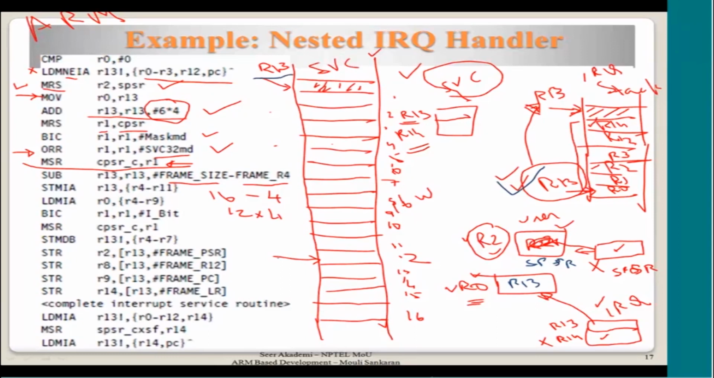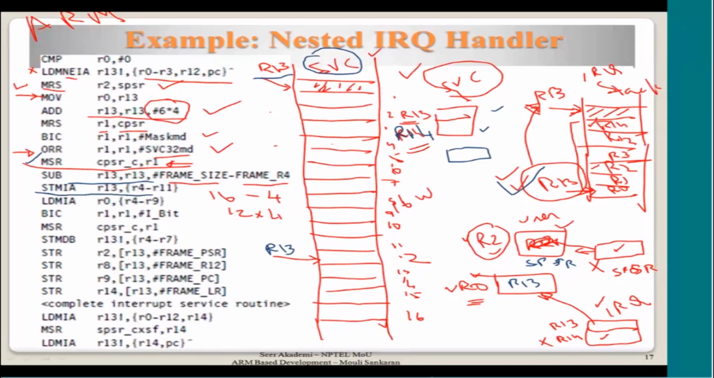Now I am doing a subtraction of R13, so R13 will come here. This R13 is of which mode? SVC mode. Please remember, we are in SVC mode because we did the MSR, we modified the mode. As soon as we change the mode, R13 in the code will refer to the banked register of SVC. These registers, R14 and R13, and its own SPSR. We are not used to that yet, SPSR. So now R13 we are just modifying to this location and then executing this instruction.